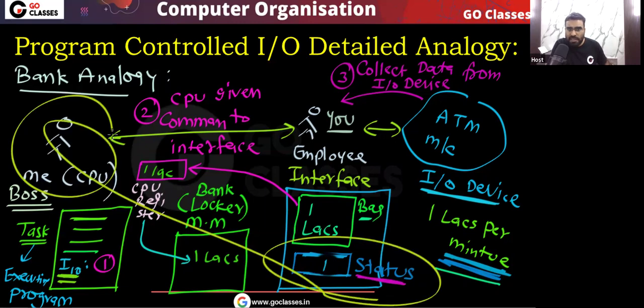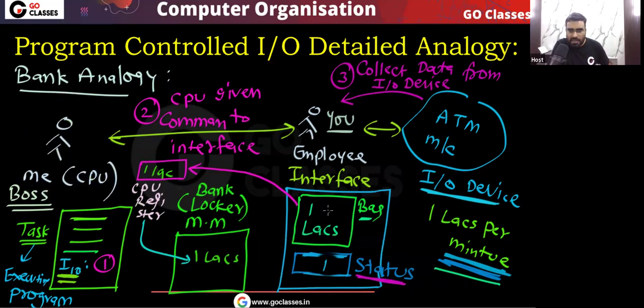When the CPU will see that data is ready, now what will happen? The same thing: the CPU will take this data, store it in the CPU register, and then store it in the main memory. Is this clear? Now tell me, another 1 lakh rupees came. Now tell me what will happen?